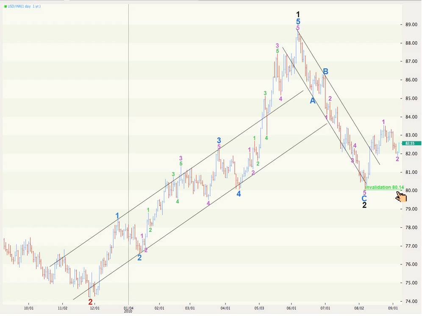This wave count on the daily chart level is now invalidated only by movement below 80.14. Wave 2 cannot move beyond the start of wave 1. This is a really strong invalidation point. I'm really confident that it won't be breached.